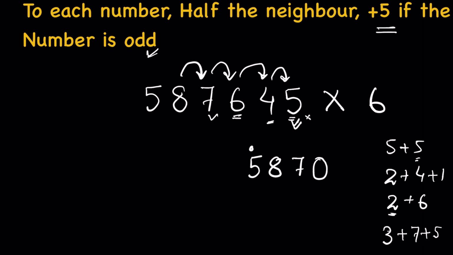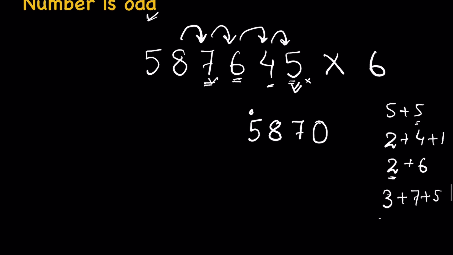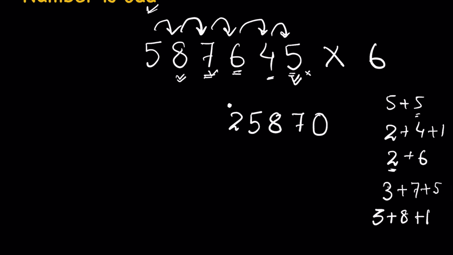Then half of 7 is 3. Then add the number itself, 8. It's an even number, so we don't need to add 5 here. Plus 1 carryover. So it is 12. Write 2 here. Remove this carryover. Now the carryover is here. Now the neighbor of 5 is 8. Half of 8 is 4. And the number itself, 5, will be added. And 5 is an odd number. So we add 5 here plus 1 carryover. So it is 15. Write 5 of 15 and 1 is carryover here.